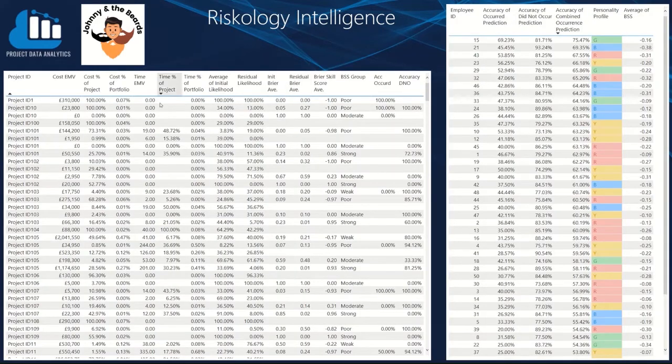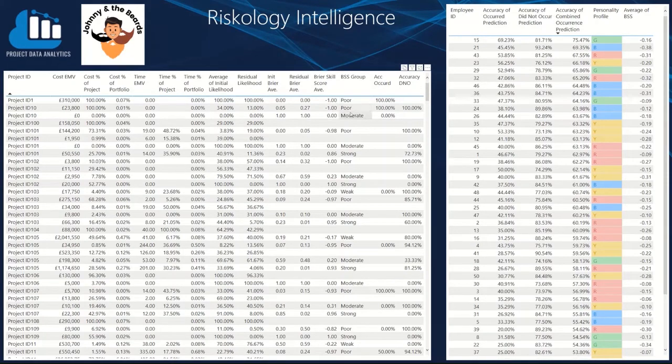And on the second page here, we have shown in tabular form a lot of the makeup metrics that we have used. So we have the time percentage of the individual risks per the project, the time of the individual risk per the portfolio, the cost for the same. We then show the average of the initial likelihood and the residual likelihood. We show our Brier scores that we have used on each individual risk. We do not return anything for a future risk because it has not had a resolution.